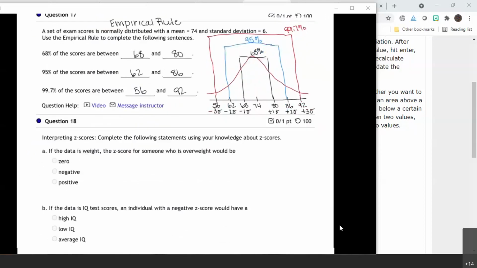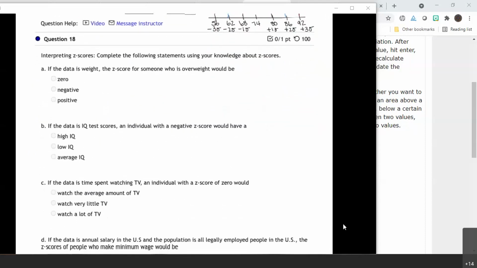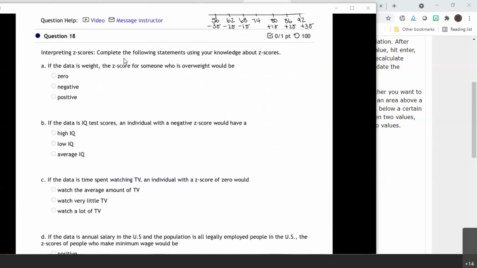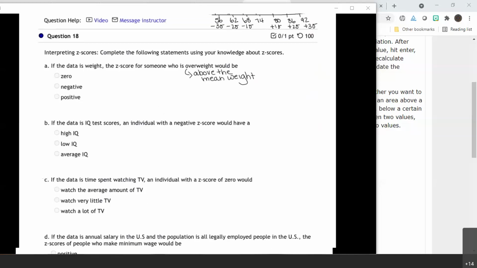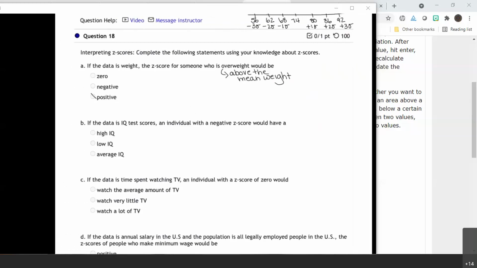All right, the last couple of questions are pretty straightforward. Interpreting z-scores. Remember, positive z-scores are above the mean. Negative z-scores are below the mean. The mean itself has a z-score of 0. So if the data is weight, the z-score for someone who is overweight, and what that means is above the mean weight, so you have to do a little interpretation, that would be a positive z-score because they're above the mean.